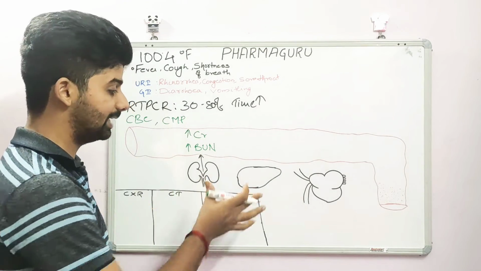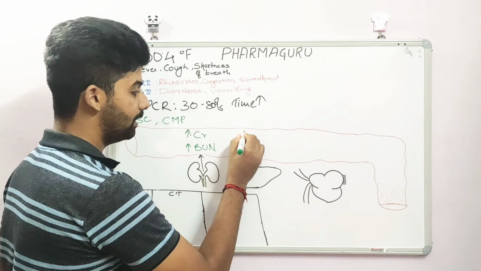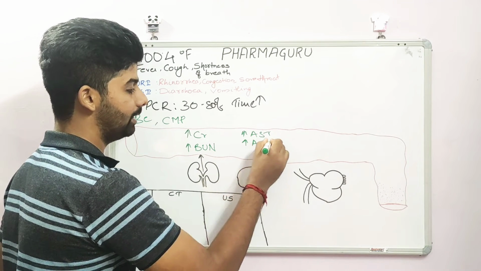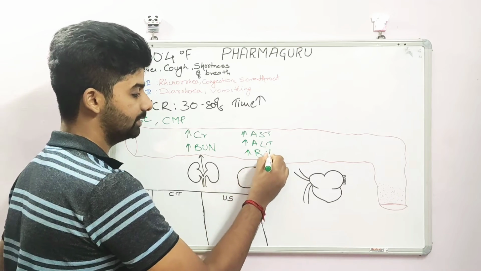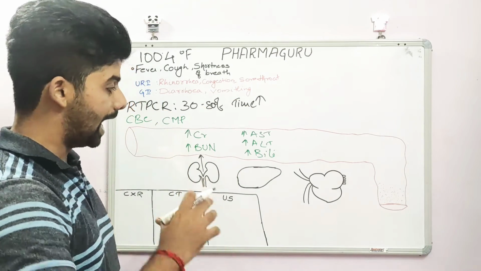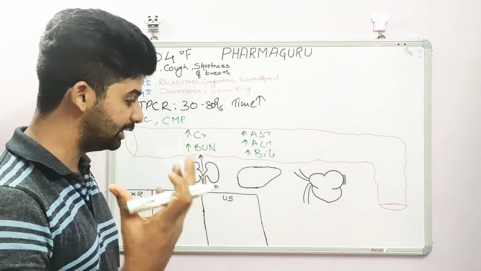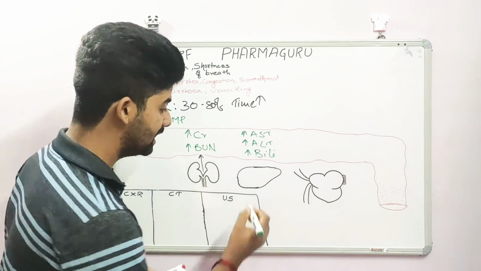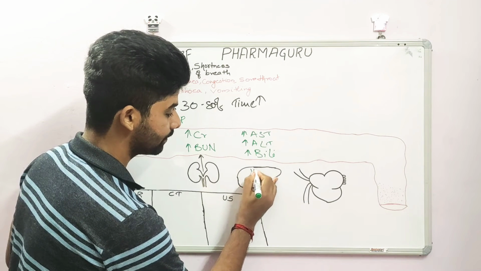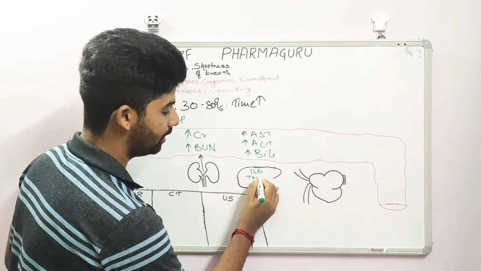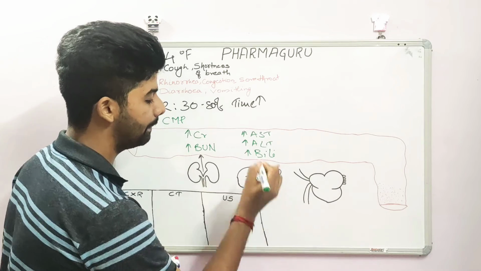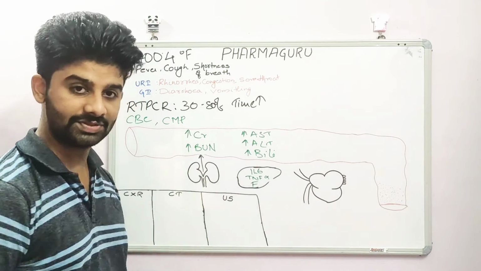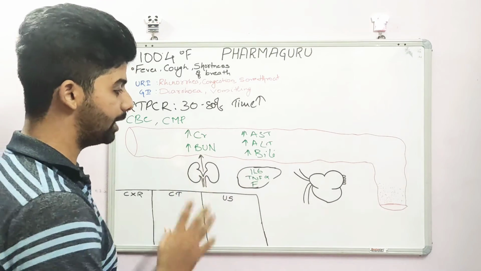If the same condition, that is reduced perfusion, occurs in the liver, there will be increased AST level, increased ALT level, and increased bilirubin levels. And during this condition, when there is reduced perfusion, the liver will release certain acute inflammatory proteins such as interleukin 6, TNF alpha, and fibrinogen.